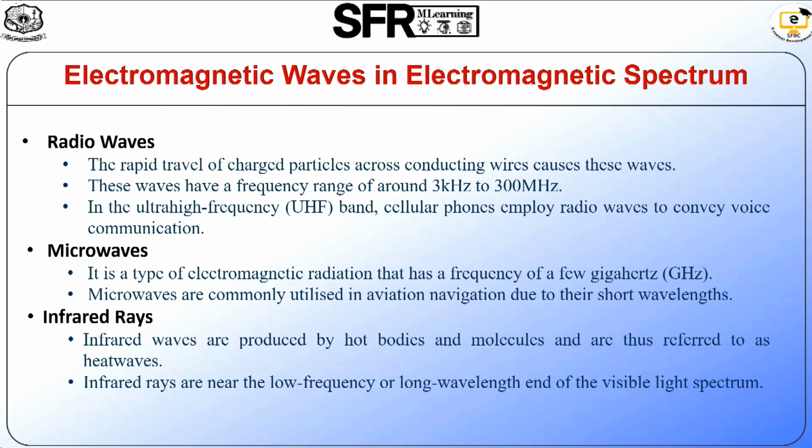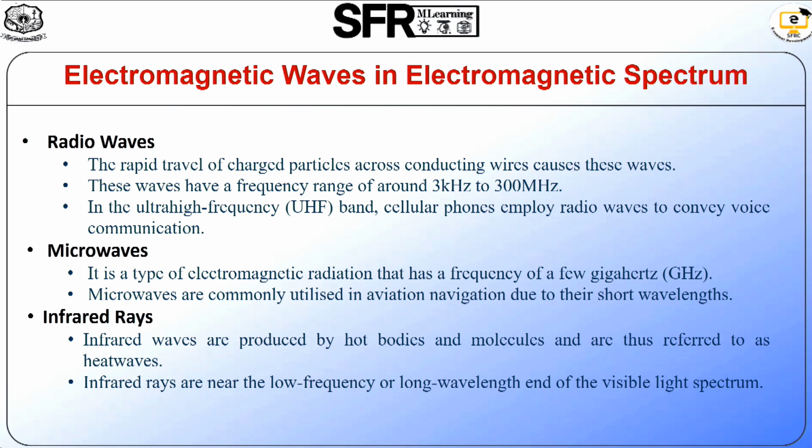First one is radio waves. In radio waves, the rapid travel of charged particles across wires can cause these waves. These waves have a frequency range of around 3 kHz to 300 MHz. In ultra high frequency, cellular phones employ radio waves to convey voice communications. Next one is microwaves. Microwaves are a type of electromagnetic radiation that has a frequency of a few gigahertz. Microwaves are commonly utilized in aviation and navigation purposes due to their short wavelengths.